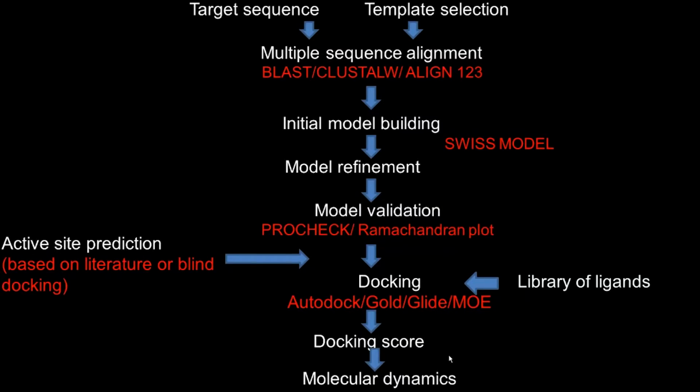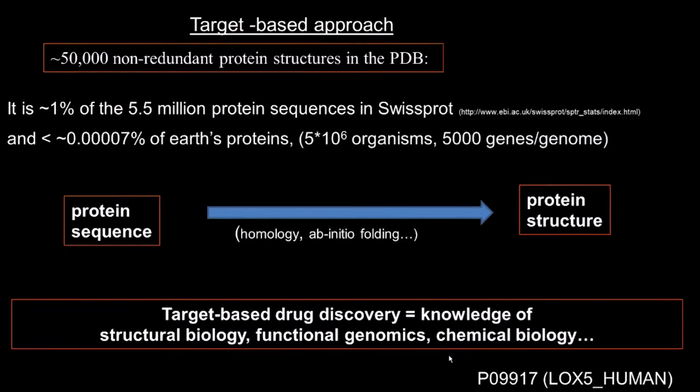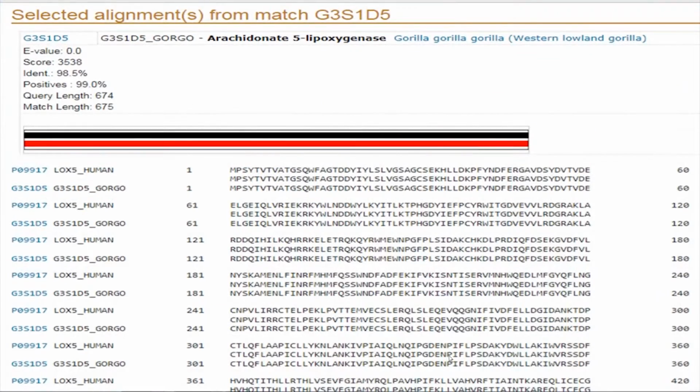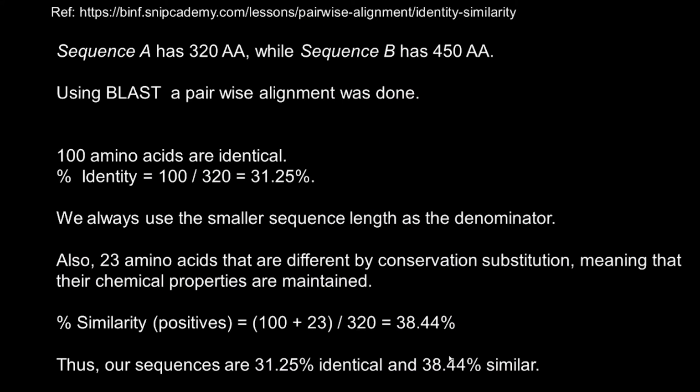Okay, so as I showed you here, what do you do? We have a sequence A, say 322 amino acids, and sequence B, 450 amino acids. I just showed you BLAST, which makes a pairwise alignment of both A and B. 100 amino acids are identical, so it is 100 by 320. Generally we always use the smaller sequence length as the denominator, so identity will be 31%.